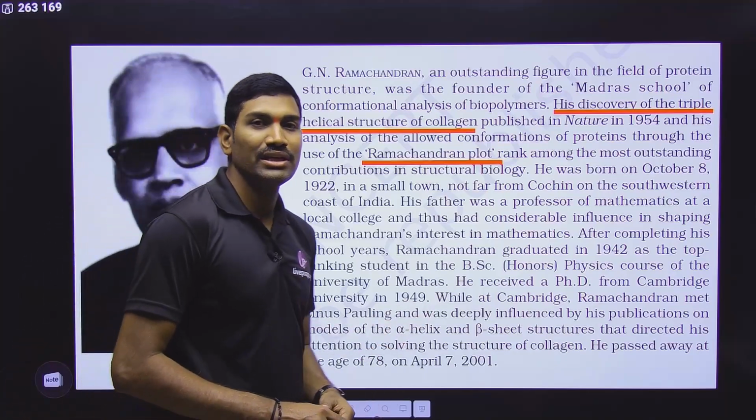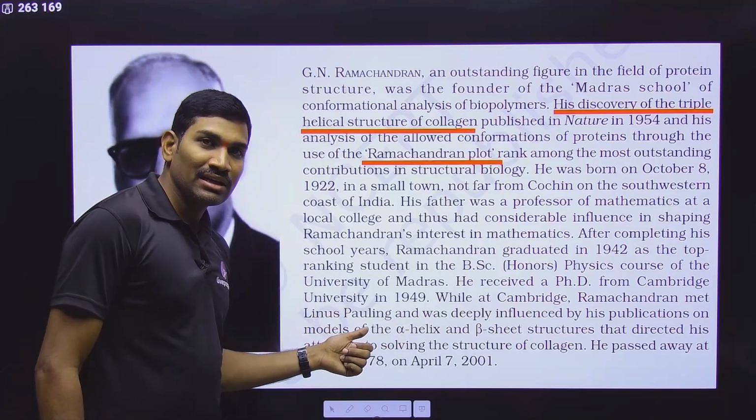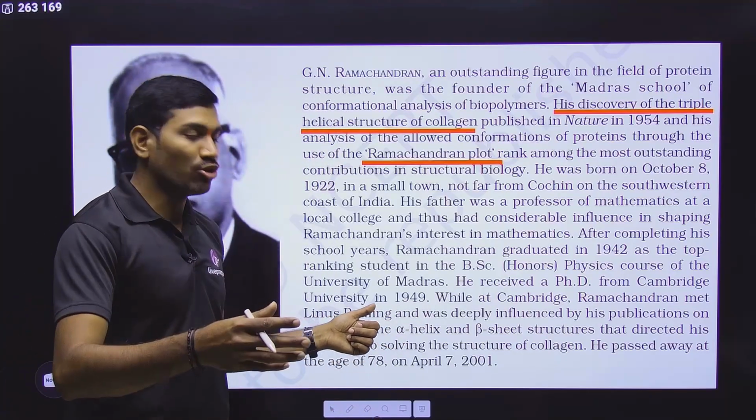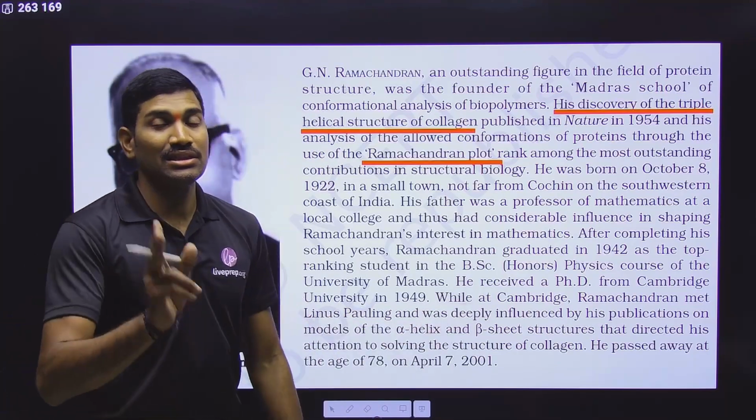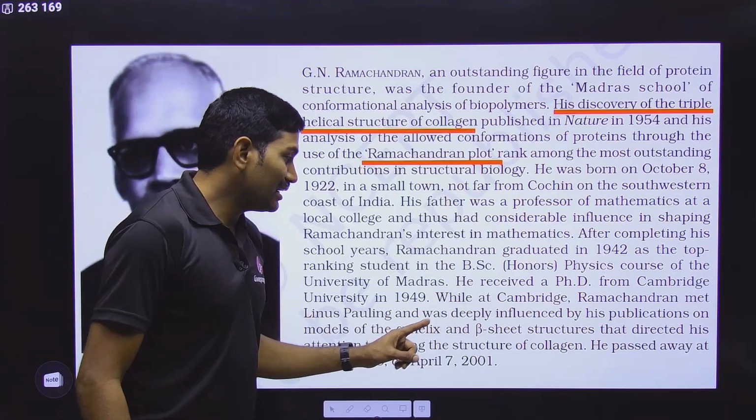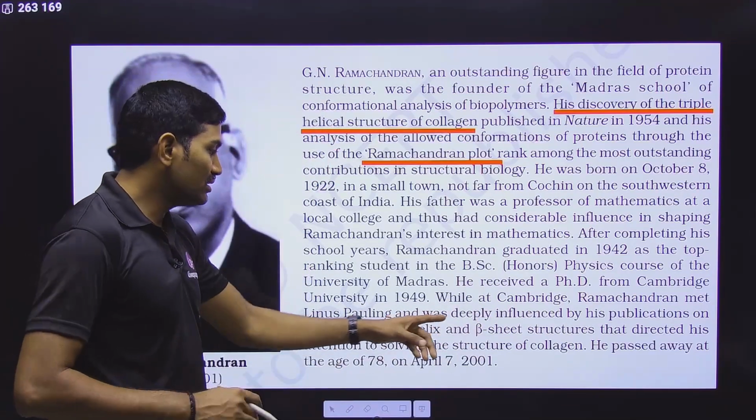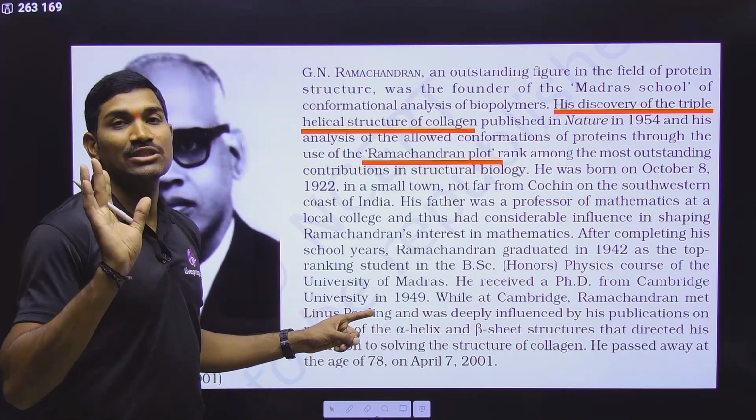So now what is the conclusion here? Linus Pauling already did some research on alpha helix and beta sheets. This is another important point: alpha helix and beta sheet structures. So who is the scientist related to this? It is Linus Pauling.